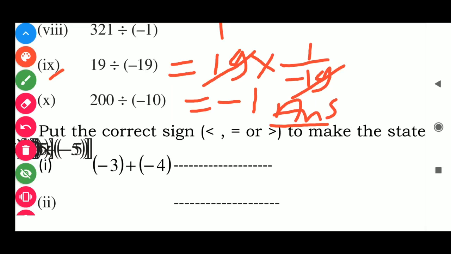Question number 10 is for your homework. And the next one, put the correct sign: less than, equal to, or greater than. It is not given in my book, so you can do it as homework by the book.